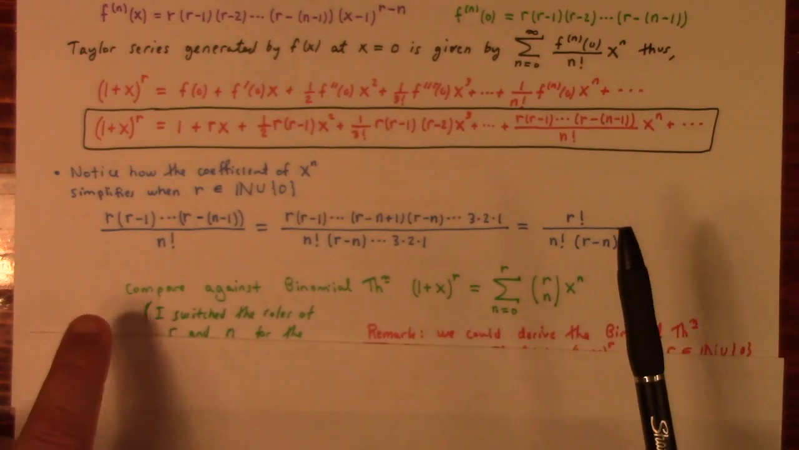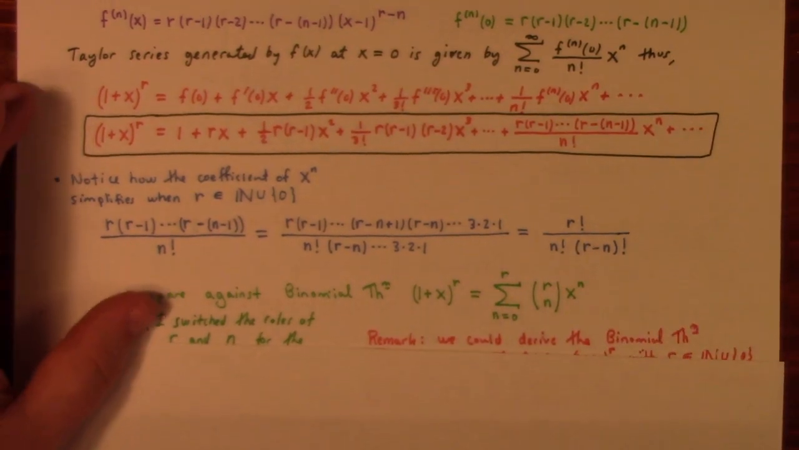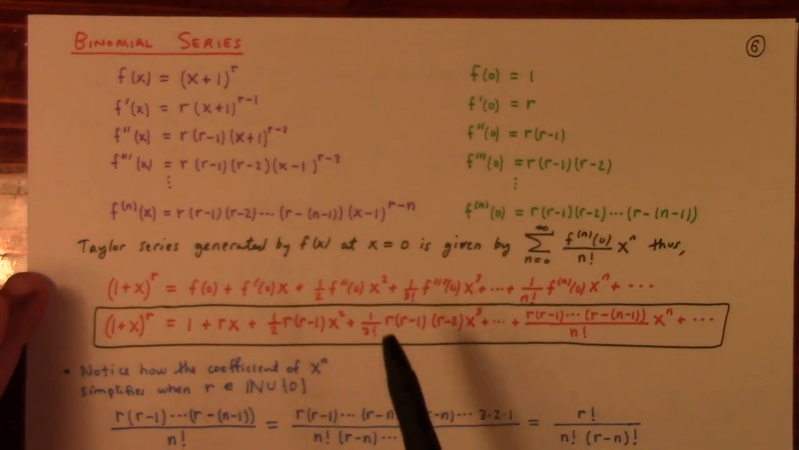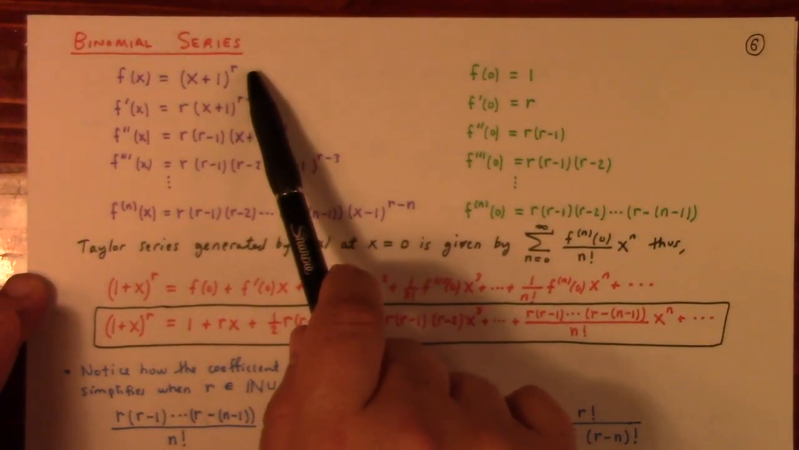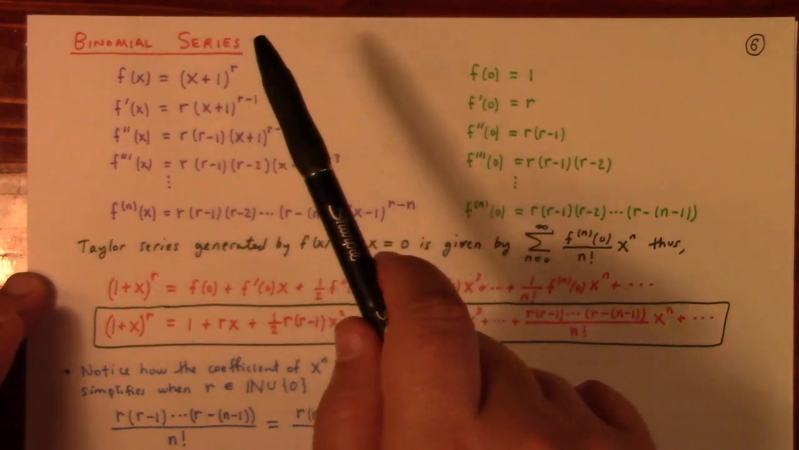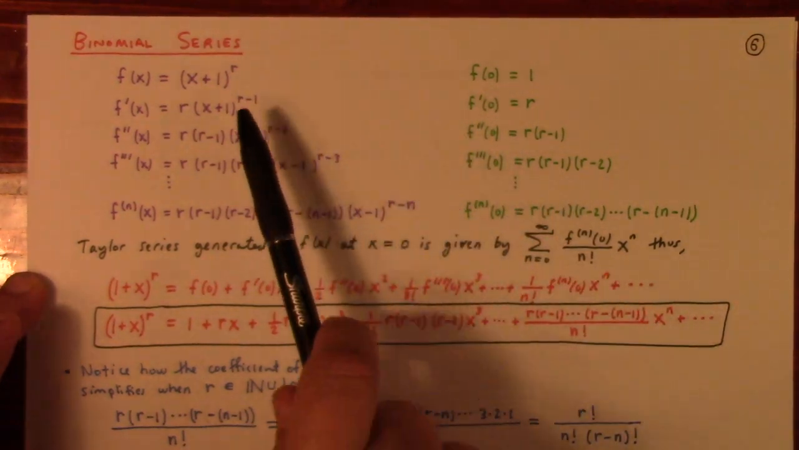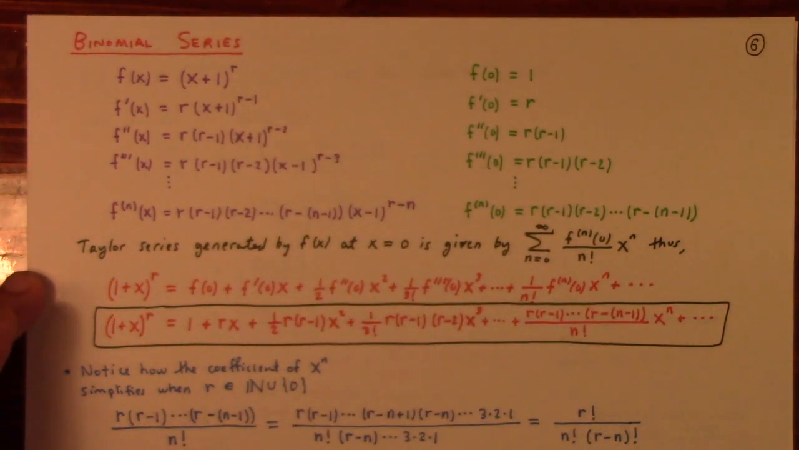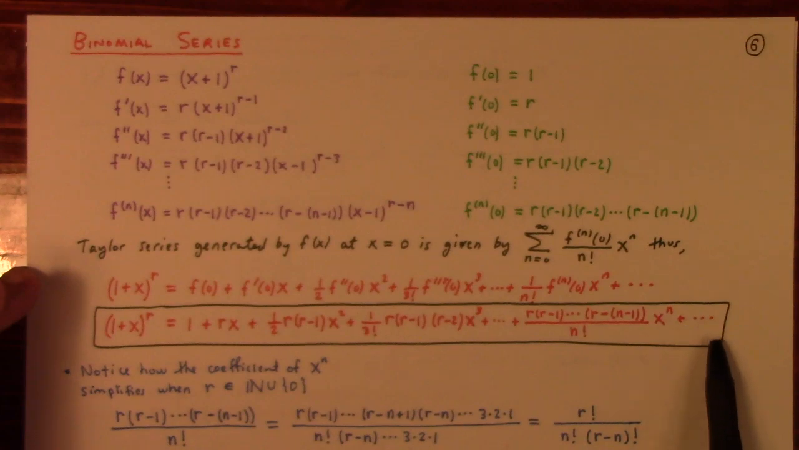But the thing is, the derivation up here, the calculus, right? I had not really assumed that r was a number, a positive integer. R could be a half, a third, whatever. R is just a real number. And so this is not finite, right? It just goes on and on.